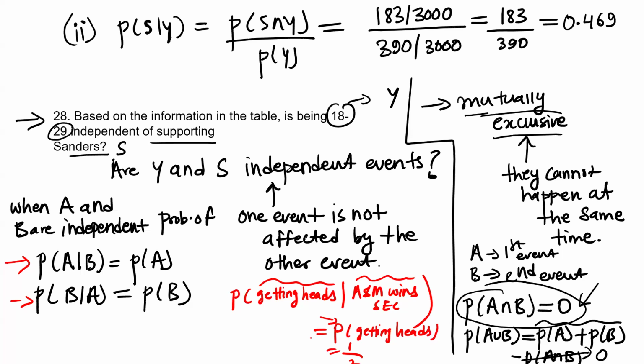So that's sort of the intuitive way to think about it. Given B, the probability of A is not affected. Given A, the probability of B is not affected. Still the same. Make sense?